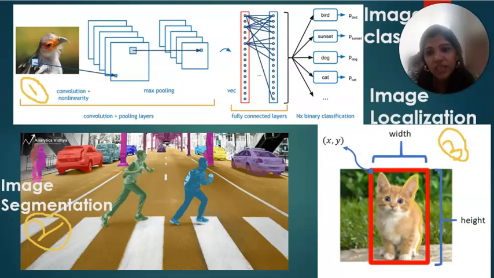In localization, we are just telling that inside this box, there is a cat. That is, we are locating the object, but we are not segmenting it out, where the foreground is the cat image and the background is the grass image. So we are not going to segment it out. That is the difference between classification, segmentation and localization.